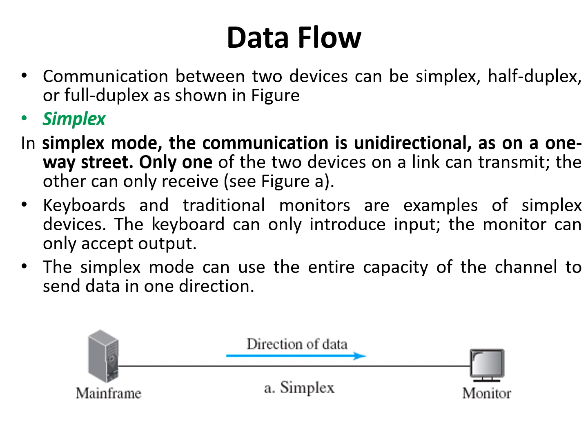To begin with, the simplex mode of communication. Here the information between two devices is unidirectional, as only one device can transfer the information to the other. It is just like a one-way street. Only one of the two devices on the link can transmit, and the other can only receive the information.